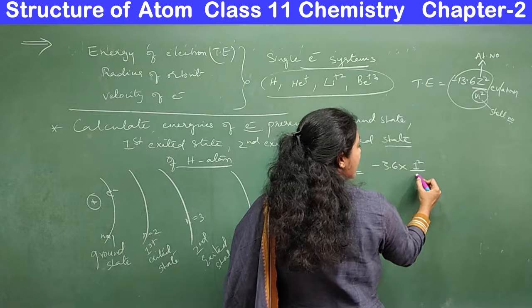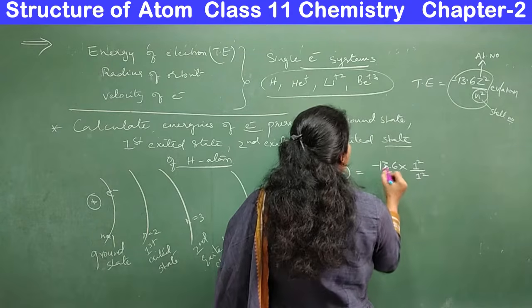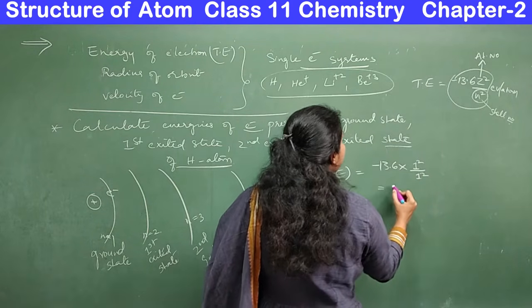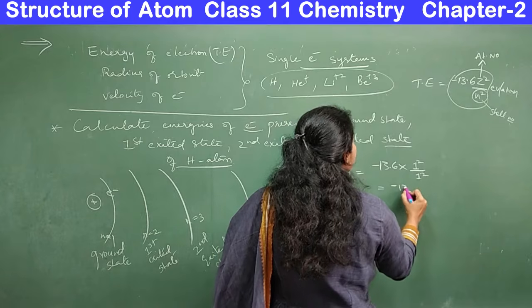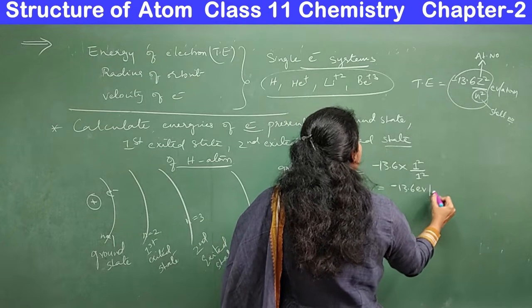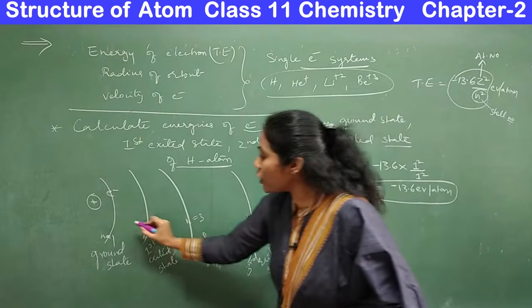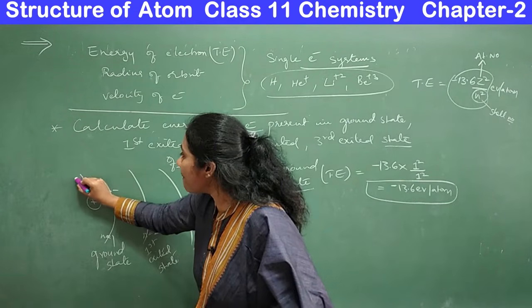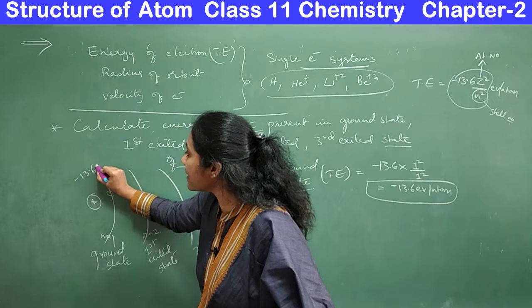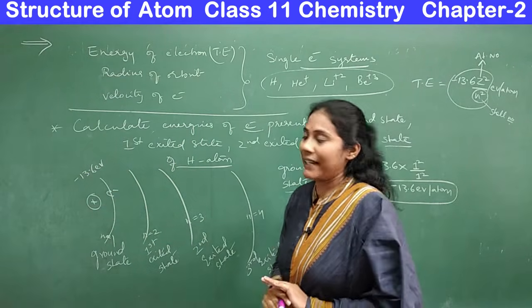So the N value is equal to 1. So 1 square. So you will get the answer minus 13.6 electron volt per atom. So what is the energy of the first shell, guys? It is minus 13.6 electron volt per atom.